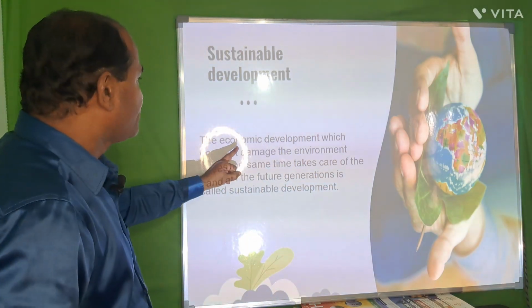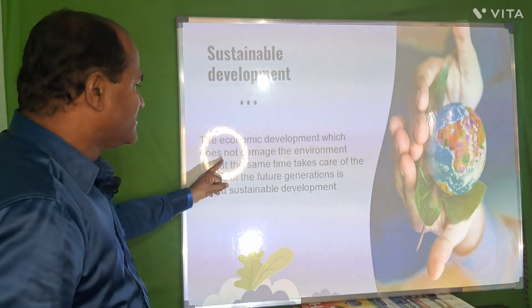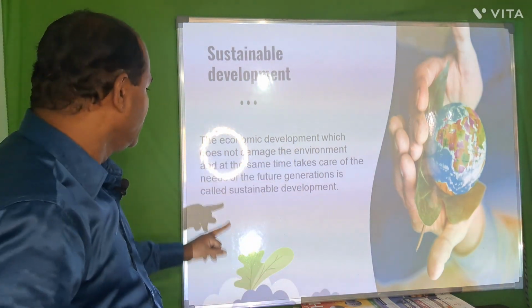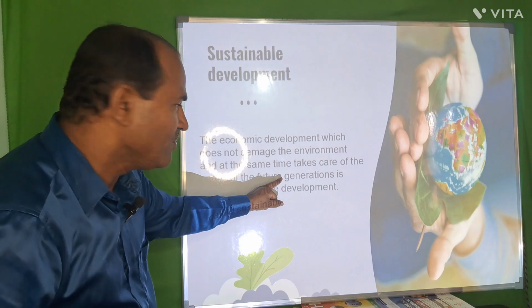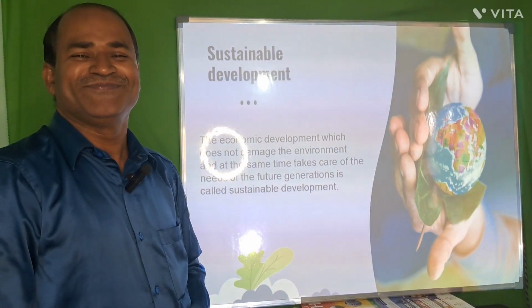So this is sustainable development: economic development which does not damage the environment and at the same time takes care of the needs of the future generations.